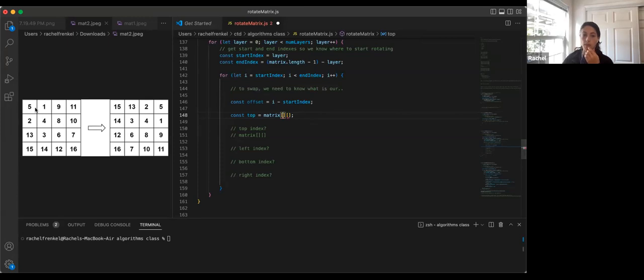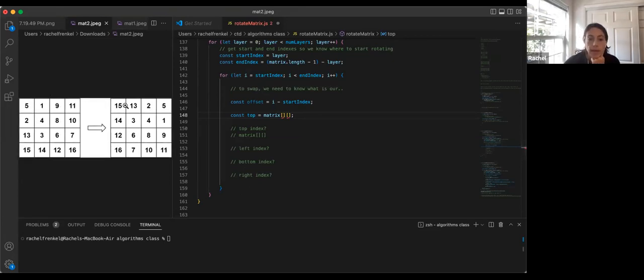So the top is going to be, remember, starting with 0, 0, and then it's going to be 0, 1, then 0, 2, and 0, 3. So what is the thing that's staying the same each time? So in each of these, we're looking at the top, the left, the bottom, and the right, each layer of these.